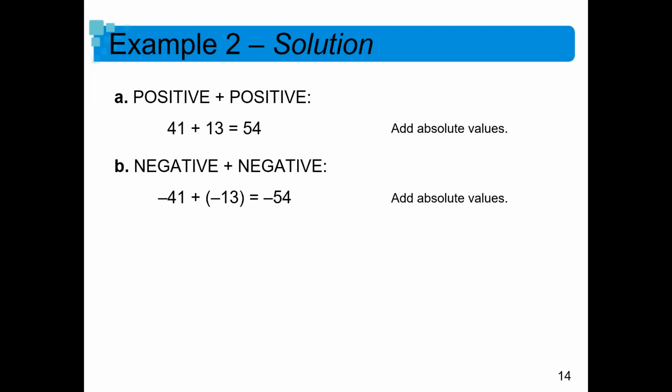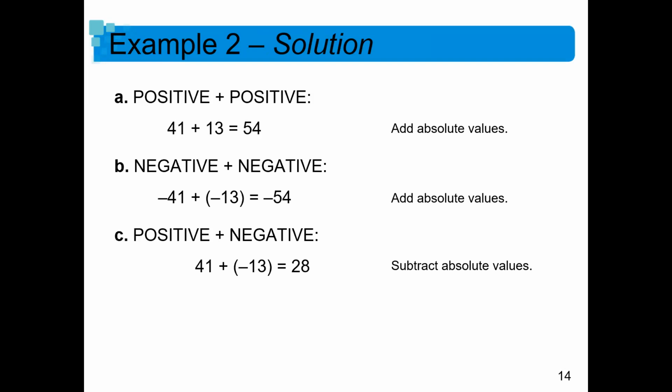Here, negative 41 plus negative 13. Well, both are negative, so you just add them and then bring the sign along with them. So 41 plus 13 is 54, and since both are negative, you have to include the negative sign as well.